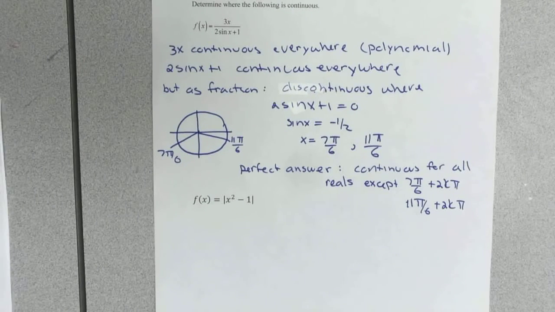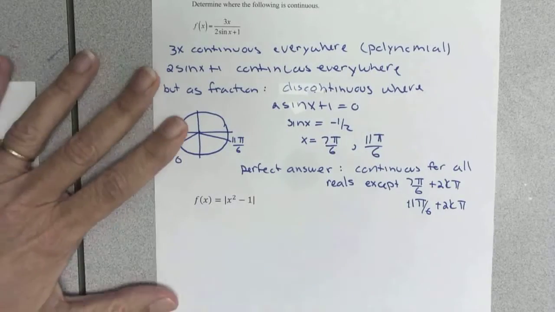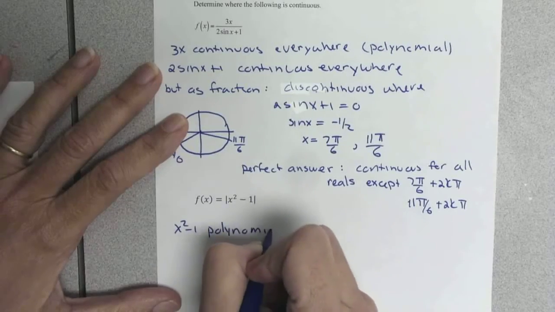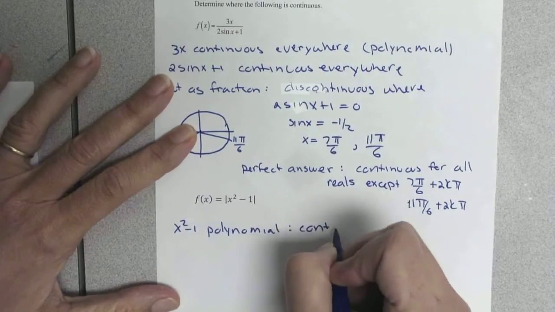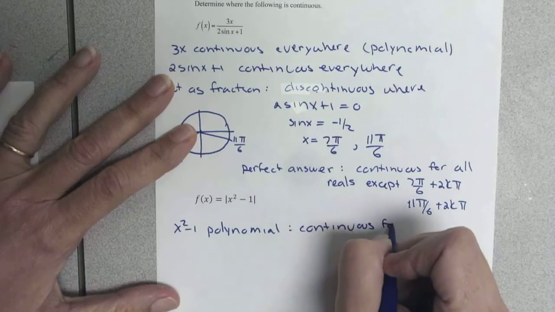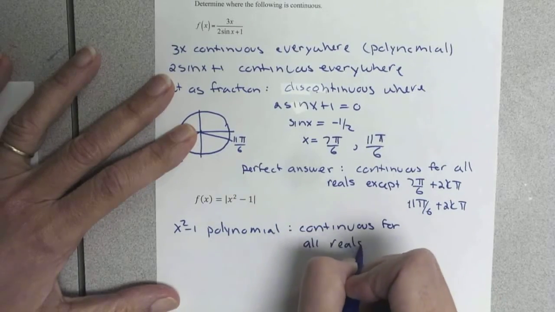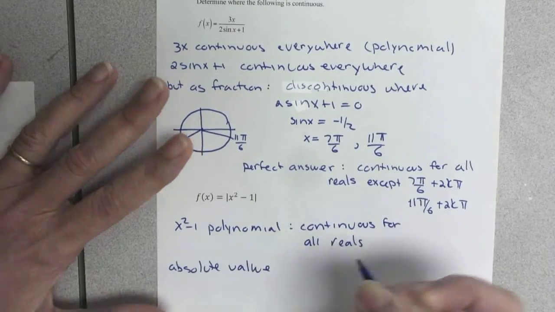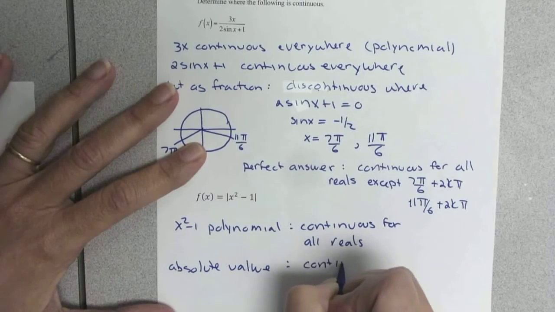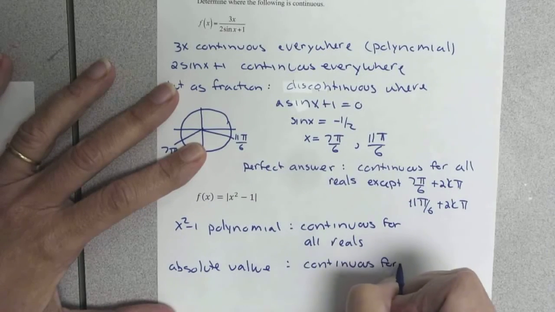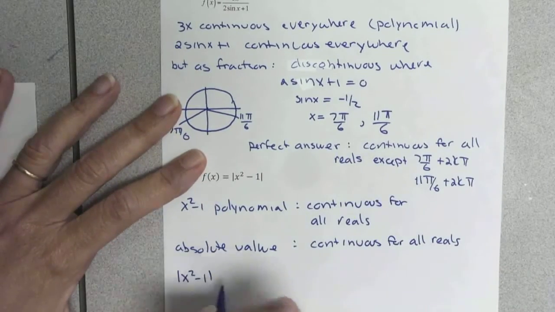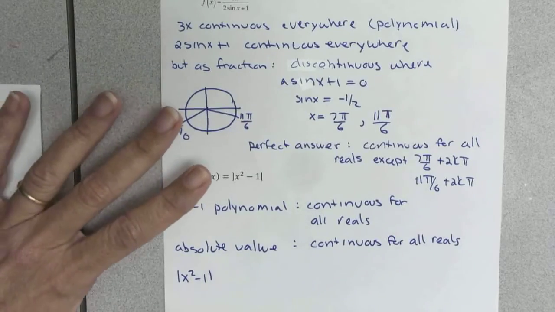Okay, picking up on the next one. f of x equals x, absolute value of x squared minus 1. Well, x squared minus 1 is a polynomial, continuous for all reals. Absolute value, we just had that as a fact, continuous for all reals. So x squared minus 1, the absolute value of x squared minus 1.